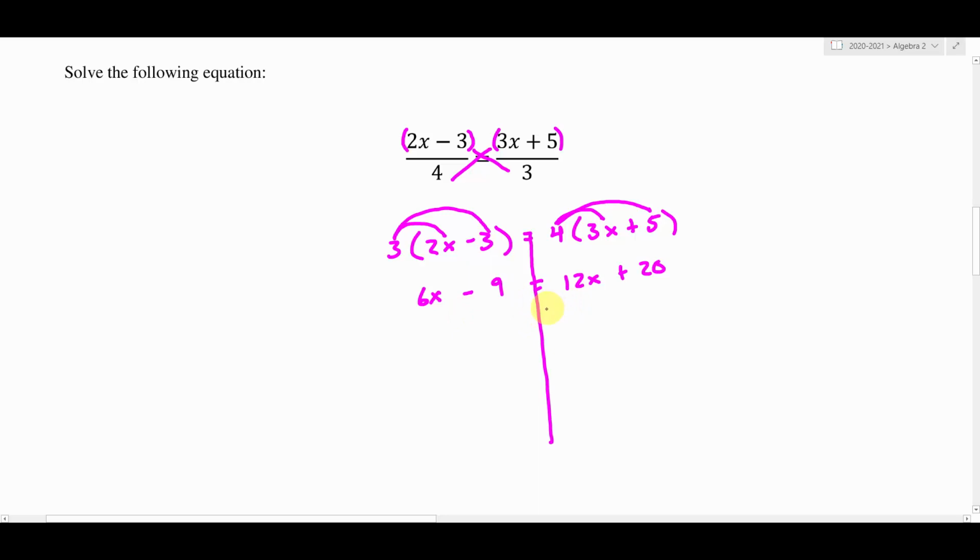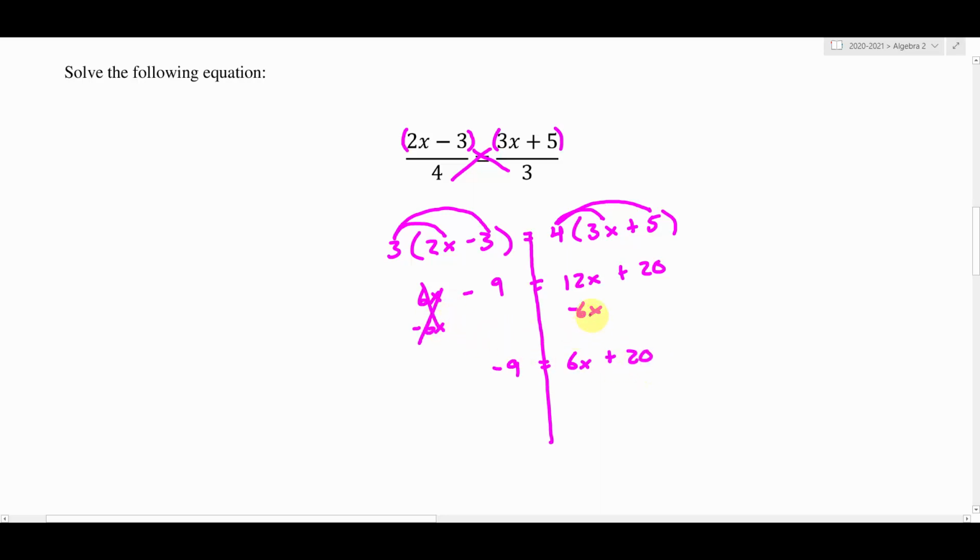So now our goal is just to get all of the x's on one side and everything else on the other side. Okay, so I'm going to put my x's on the right hand side. So I'm going to move the 6x over to the right, and to do that I'm going to do the opposite here. So I've got minus 6x. I'm going to do the same thing over here, so minus 6x. So working left to right, these 6x's will cancel, so the only thing left is a negative 9. And then here, 12x minus 6x is 6x, and then I still have a plus 20.